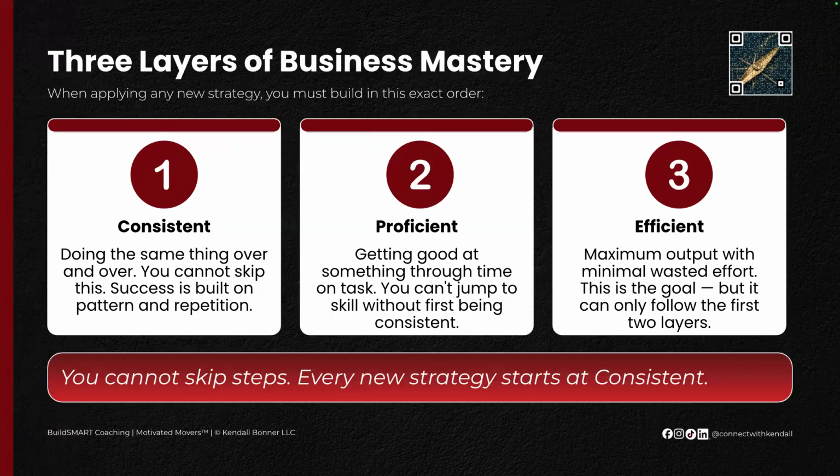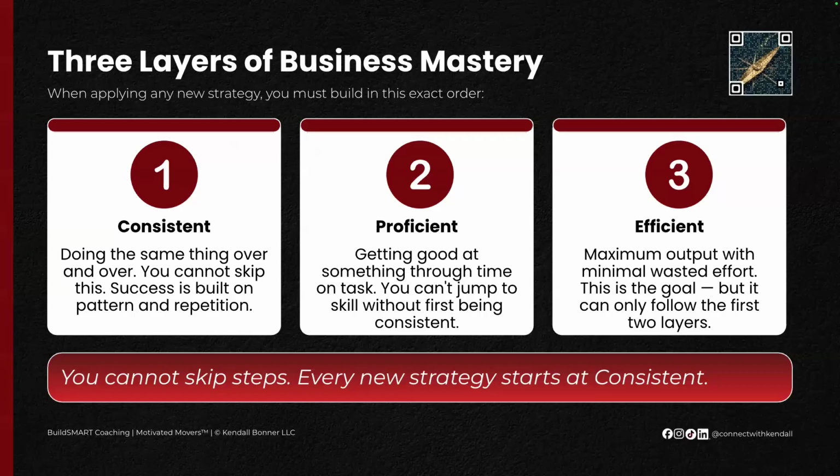And then here's my tip for the order of operations before building anything new. I want you to hear this because agents skip steps constantly and then wonder why nothing sticks. So layer one is just getting consistent. You have to do the same things over and over. You cannot skip this, my friends. You cannot jump to being good at something before you have shown up for it repeatedly. Success is built on pattern and repetition.